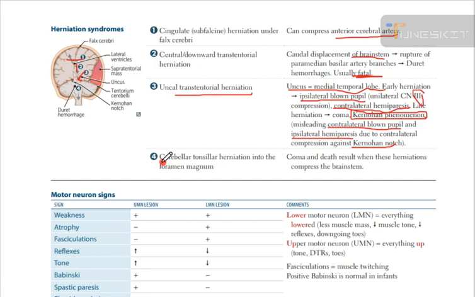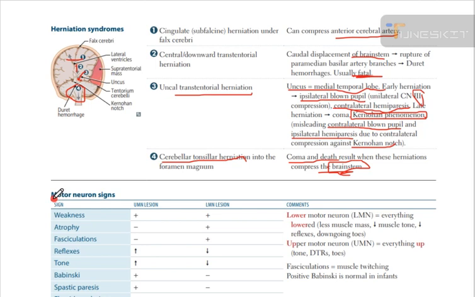The fourth one is cerebellar tonsillar herniation into the foramen magnum. This is the main part. It can cause immediate death and coma when the herniation compresses the brainstem, which is mainly involved in our respiration and heartbeat.